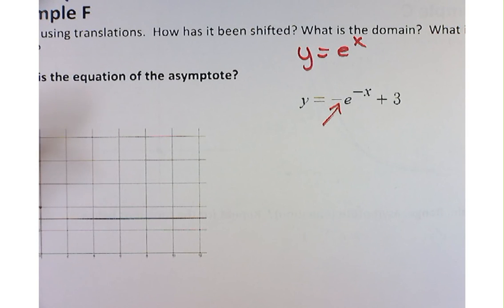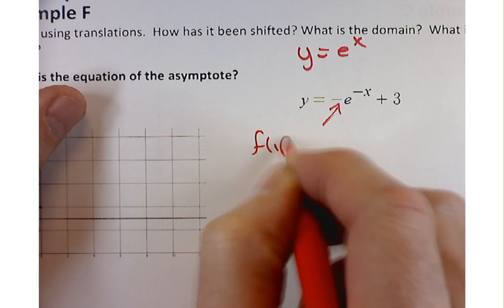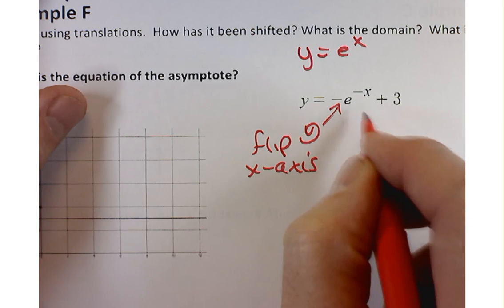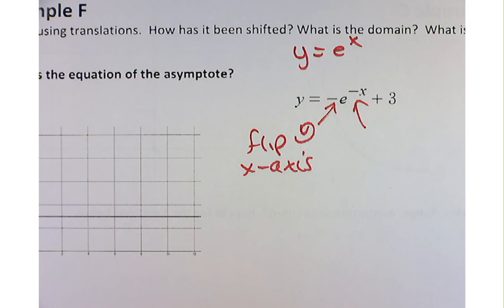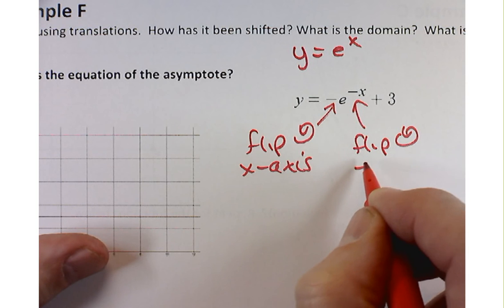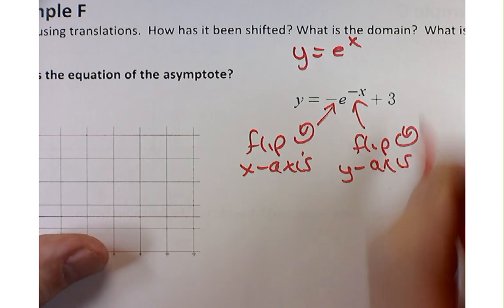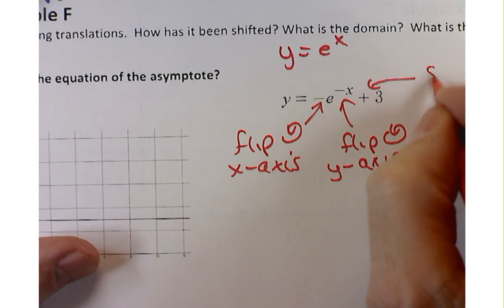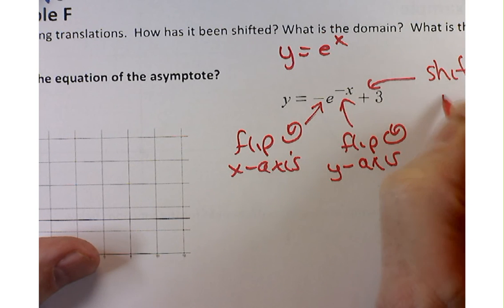Let's start out with the negative out front. What happens with that negative out in front? What's it going to do to our graph? Awesome, thank you. Flips around the x-axis. Nice. Someone else? Julian, what about that negative x in the exponent? Flipped over the y-axis. Perfect. And last but not least, plus three. Shift up. Perfect. Shift up by three.